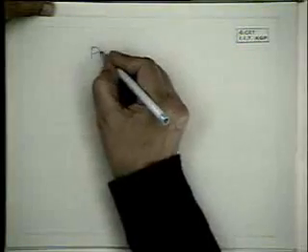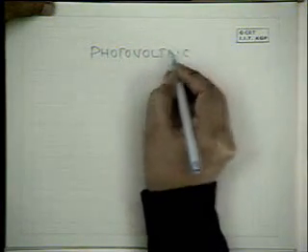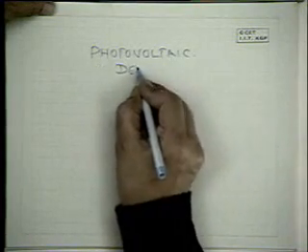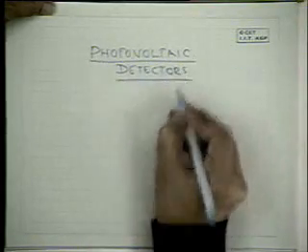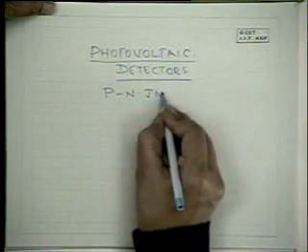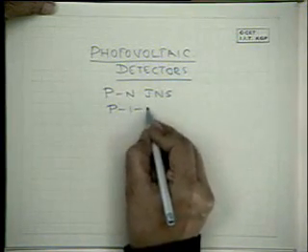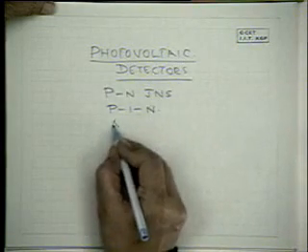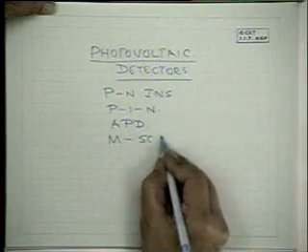Okay, and this brings me to the next type of detectors, which are photovoltaic detectors. Broadly, they consist of PN junctions, special cases PIN, APDs, avalanche photodiodes. They can also be metal semiconductor junctions.